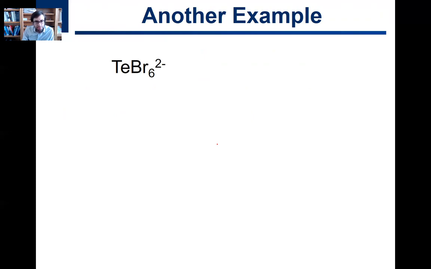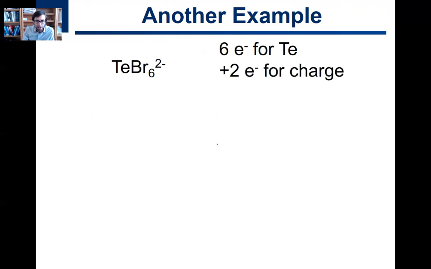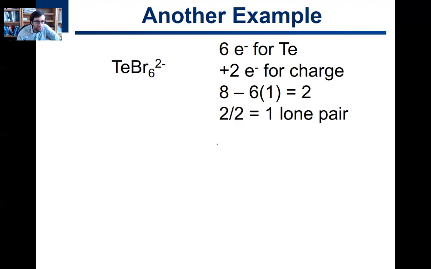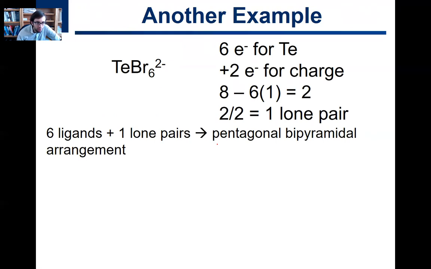Let's look at TeBr6 2-. 6 electrons for tellurium, it's a chalcogen. 2 electrons for the difference in charge, right? We have a 2- charge, it's an anion. We've got to count for that. And then we have 6 halogens, right? Halogens are 1 electron ligands, so we go 8 minus 6 times 1 gets us 2. 2 divided by 2 gets us 1 lone pair. And so you end up with 6 ligands plus 1 lone pair. That's going to get you a steric number of 7.